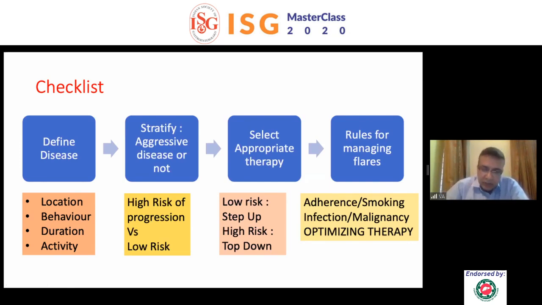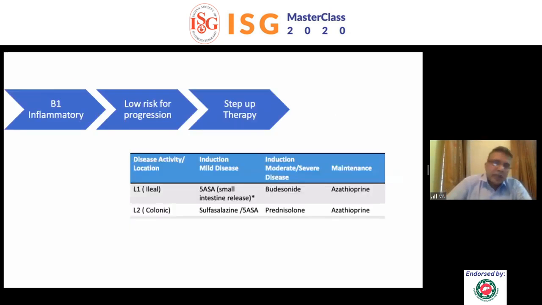And if you apply these rules, you're not going to make any mistake, or you're going to make the least amount of mistakes. So keeping this checklist in mind, now let us start applying it on patients. We have, let us say, a patient who is inflammatory phenotype, B1 phenotype. So as we discussed, inflammatory phenotype often tells us there's a low risk for progression. So if there's a low risk for progression, you would like to go for step-up therapy or escalated therapy.